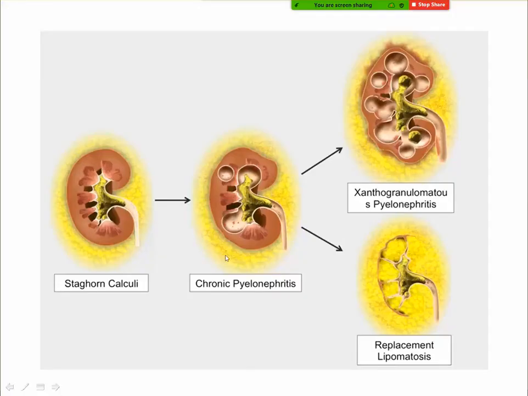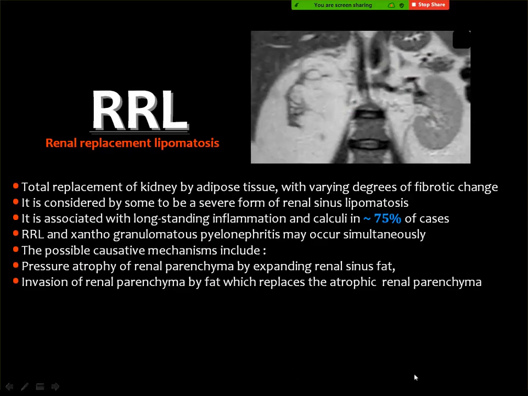And here you can see that sometimes you get a staghorn calculus with obstruction of the collecting system. Then you get stasis and infection resulting in chronic pyelonephritis, which may progress into xanthogranulomatous pyelonephritis. Then after some time, you get a total replacement of the renal parenchyma by fat, which is known as replacement lipomatosis of the kidney. And here is some information about this topic.